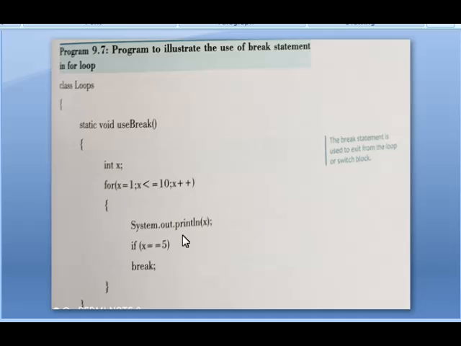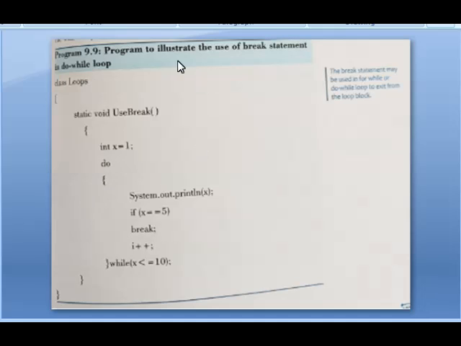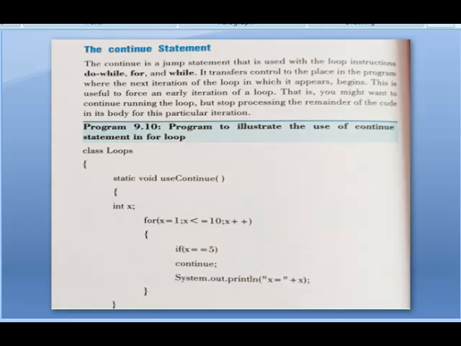Then the program to illustrate the use of the continue statement in a do while loop. Continue means it will continue. So if x equal to 5, continue means you can go and print the value of x. If the value of x becomes 5 in the fifth iteration, it will say continue. You can continue, print the value of 5, then x increments again and becomes 6. 6 equal to 5, the condition is false, then also it will say continue. Go and print the value of 6.